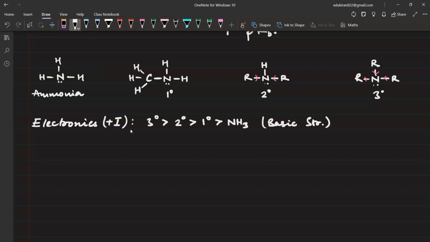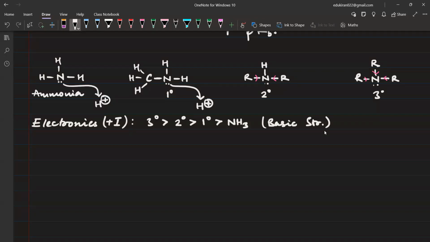Now the same methyl group will be attached 2 times here, and 3 times here. Ammonia can show basic behavior only if this electron pair can abstract an H plus ion. It can show basic nature only if it is able to gain the H plus ion. Only then will we say that it is acting as a base.